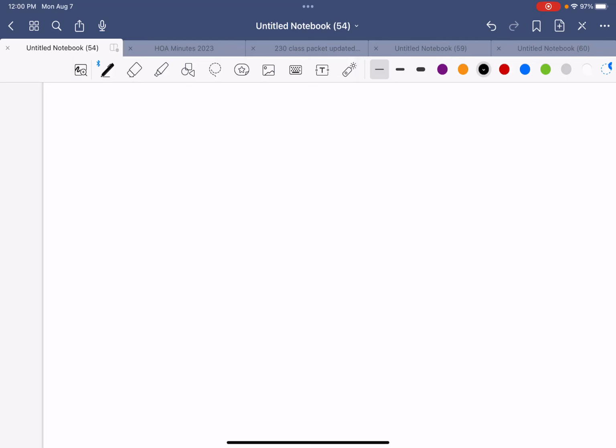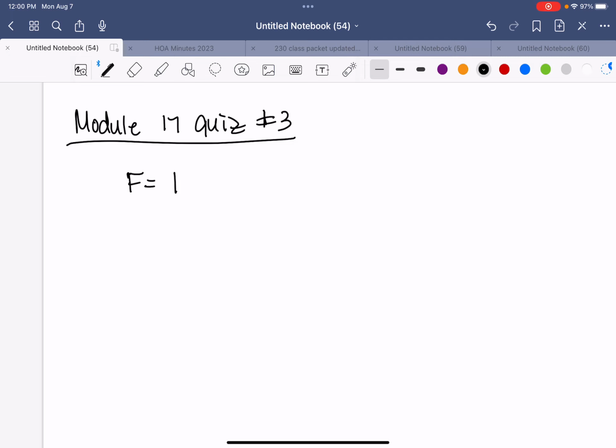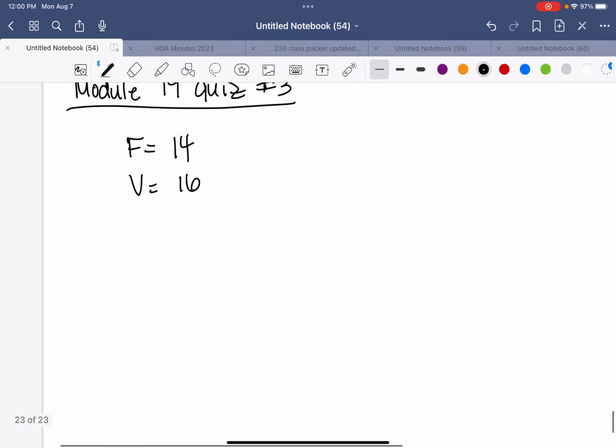Number 3, because it's the quickest I can run through. Given the problem is the number of faces and the number of vertices. So let's pretend we start with the number of faces being 14 and the number of vertices being, let's go with 16, okay? And they're asking for how many edges does this three-dimensional solid have?